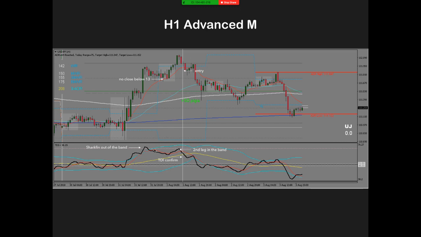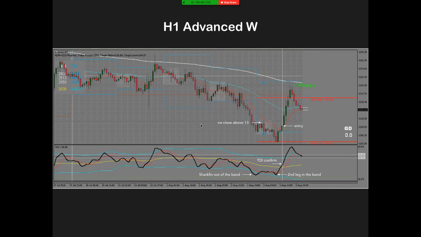So you can see we have divergence here as well. The price right here is moving up, and on the TDI, it's actually sloping downward. When you see a divergence on the H1 on the TDI at the extremes, you've got a shark fin out of the band, second leg in the band with the TDI confirmation and divergence. With all these confluences, it's pretty much a lock. So that was a 50 pip trade that you could have picked up there on a nice advanced M on H1. All right, next, gold.